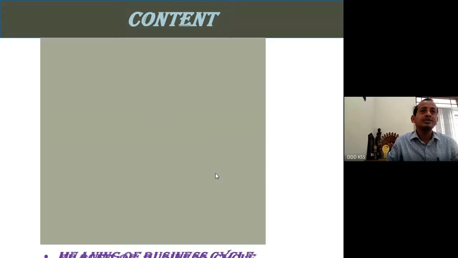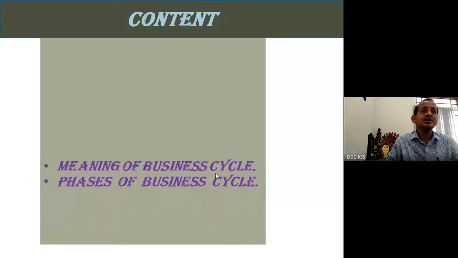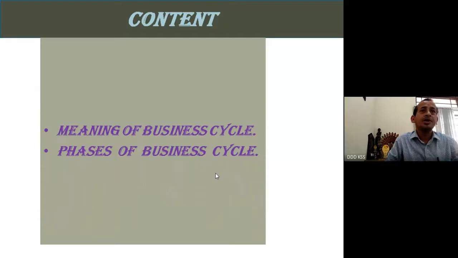Now to start with, this is basically today's session content. Meaning of business cycle, meaning, definition or concept of business cycle. These are the same. So here one question we will address: what do you understand by business cycle? Then second is phases of business cycle. In the phases of business cycle, one question we will address: what are the different phases of business cycle? Phases means stages. What are the different stages of business cycle? These are the two areas we'll discuss today.